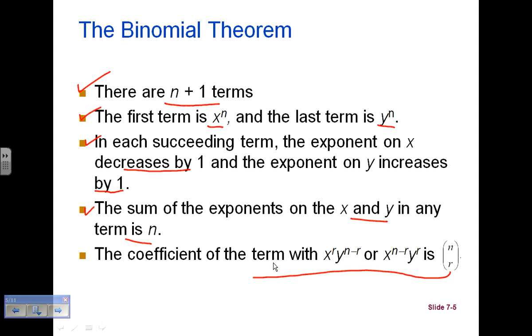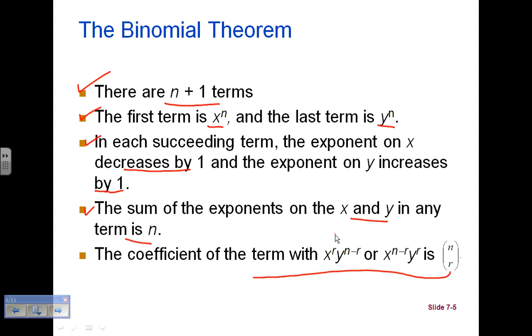Maybe there's some obvious mistake I made that you guys are all hollering at the screen, we know what it is, but I can't hear you because I'm here late at night and you're not. So we'll just have to move on the best we can. The coefficient of the term x to the n minus r, y to the r is n choose r. Okay.